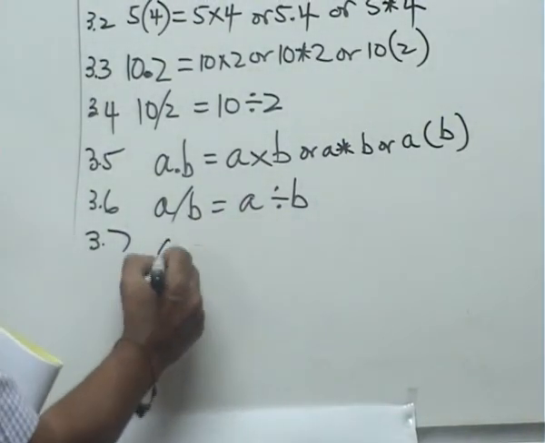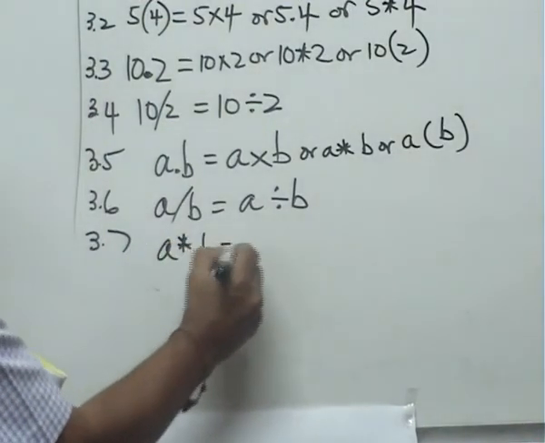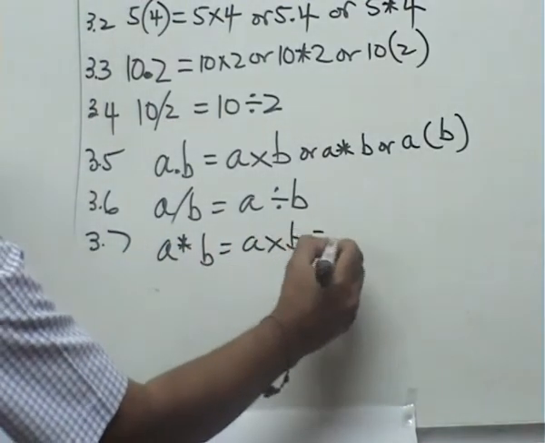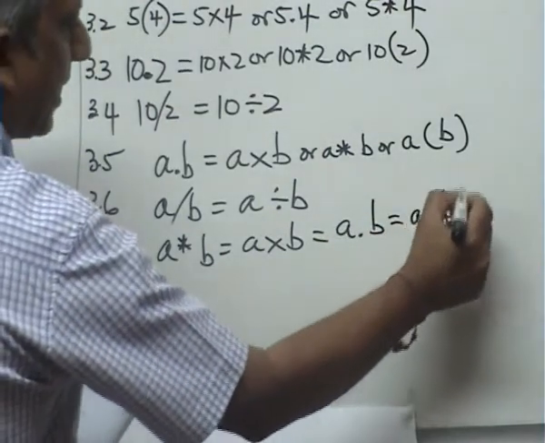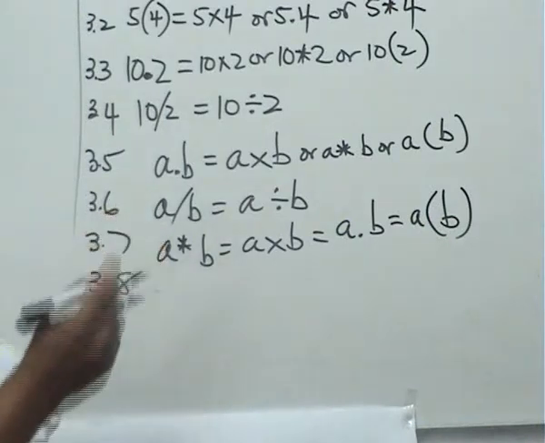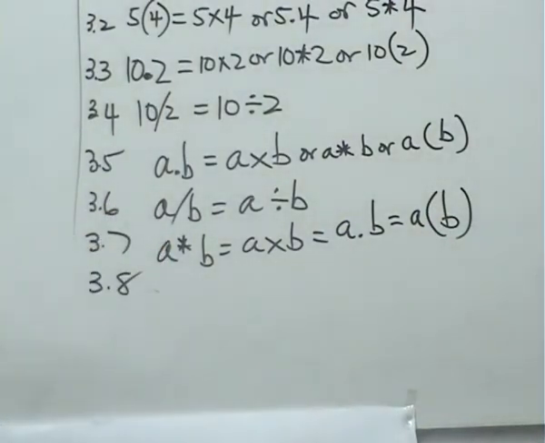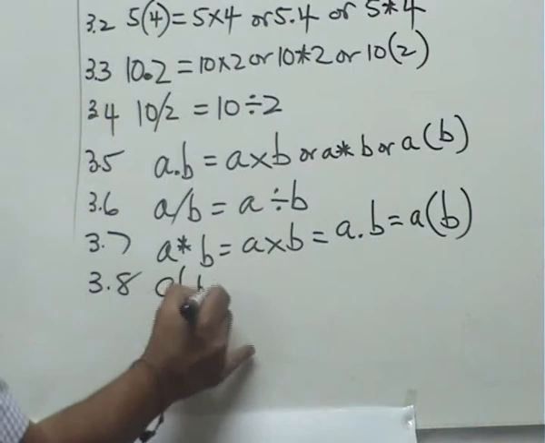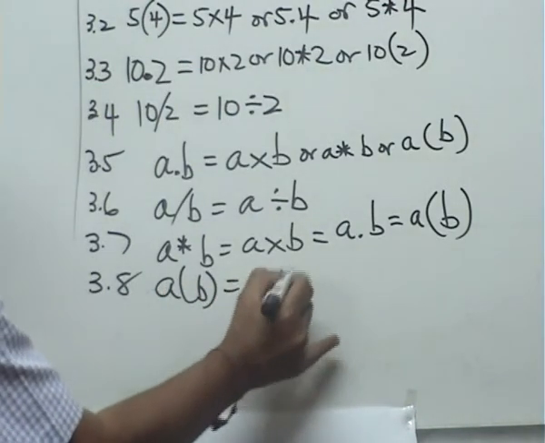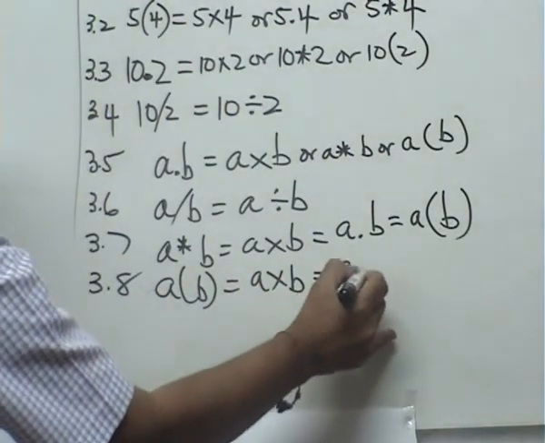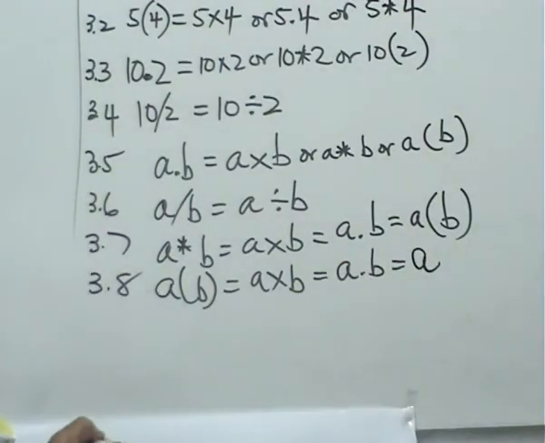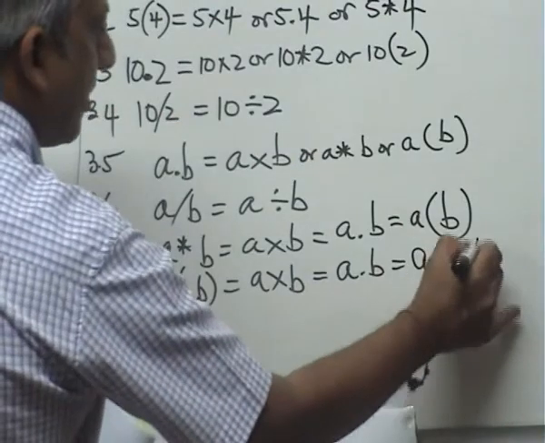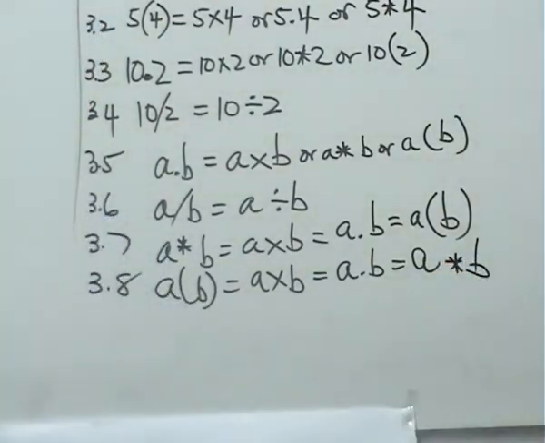3.7, A asterisk B is equal to A times B, which is equal to A dot B, which is the same as A bracket B. 3.8, A bracket B is the same as A times B, which is the same as A dot B, which is the same as A asterisk B. Alright, that brings us to the end of number 3.